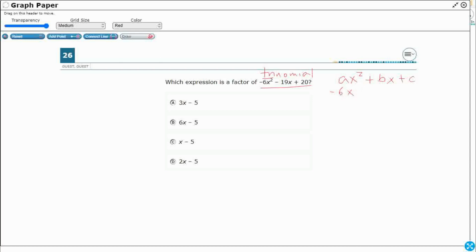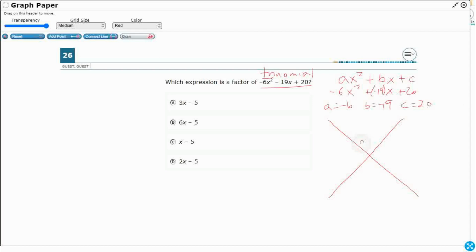So it's negative 6x squared. And that's going to be a plus, and I'm going to go ahead and just rewrite this as a plus 19x. It's the same as minus 19, but I need to grab that as a negative 19. And then I've got a plus 20. So my a term is going to be negative 6. My b term is going to be negative 19, and my c term is going to be 20. That's going to be important because we're going to use the diamond method. Now, it's not the only way to solve this, but it is highly effective and efficient.